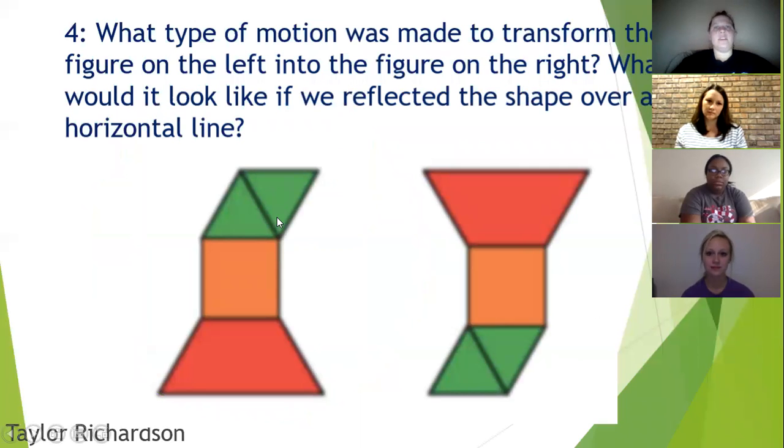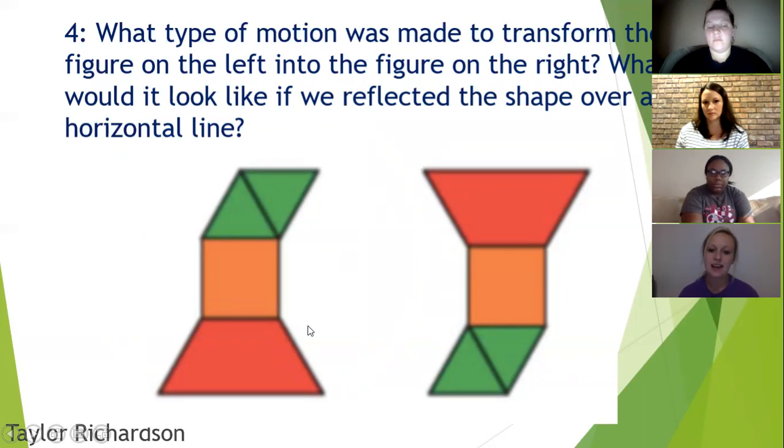Taylor, what type of motion was made to transform the figure on the left into the figure on the right? What would it look like if we reflected the shape over a horizontal line? That's a really great question, Courtney. It's important to know the difference between the types of rigid motion when we're talking about translating shapes. When we look at these two shapes, we want to know how we got the shape on the left into the shape on the right.